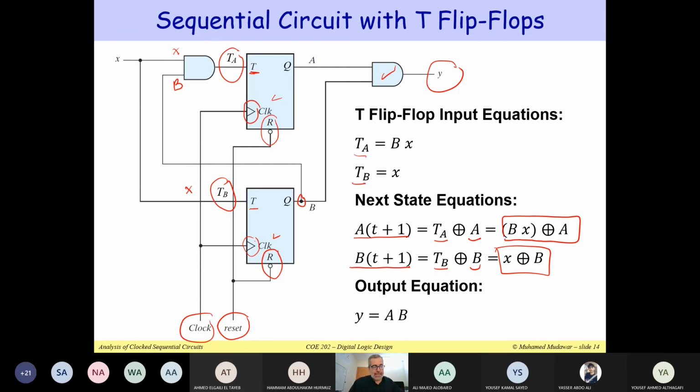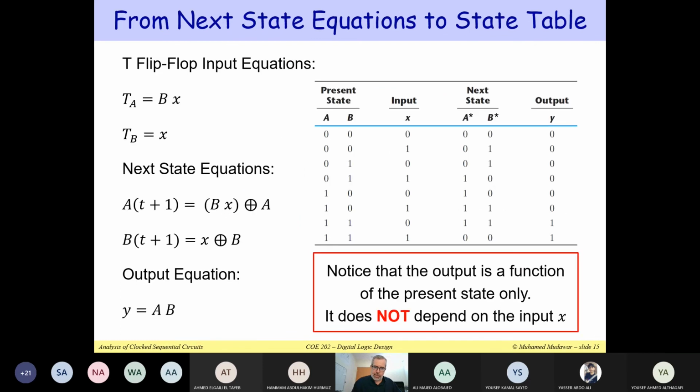Notice that the output Y does not depend on the input X. This is something interesting. It does not depend on the input X. It only depends on the state, the present state. So remember that A and B, which are the outputs of the flip-flops, define the present state. So that's an interesting sequential circuit.